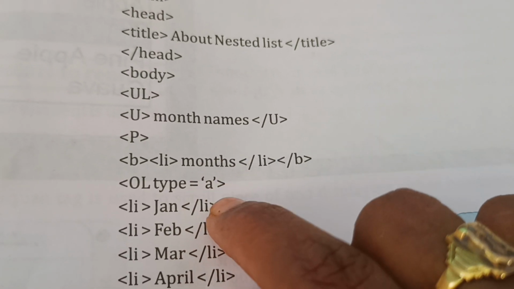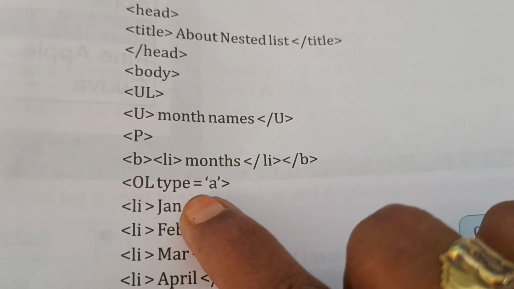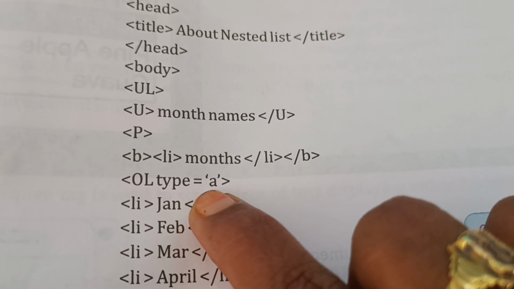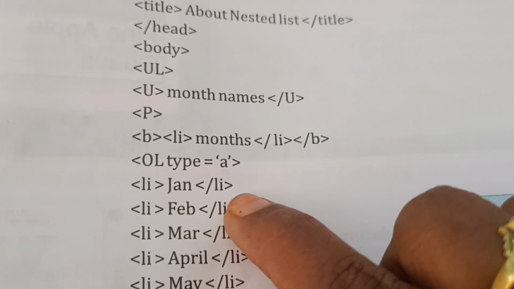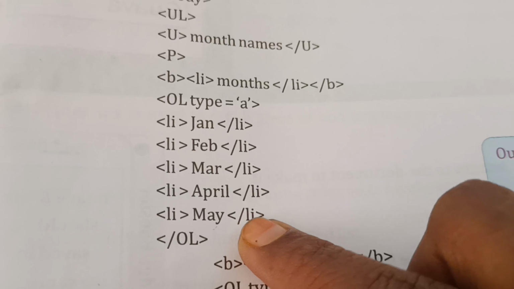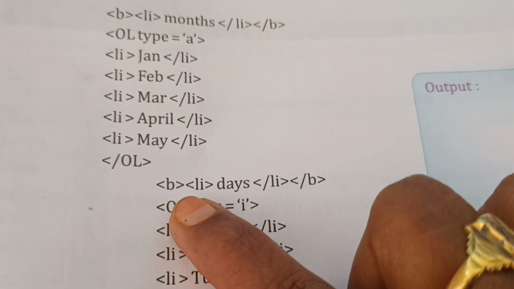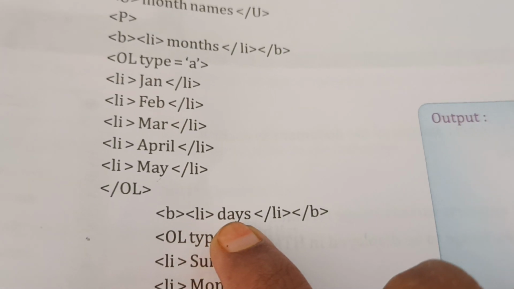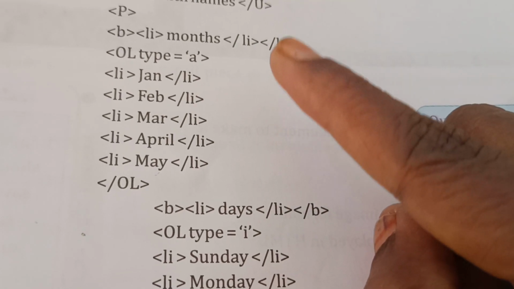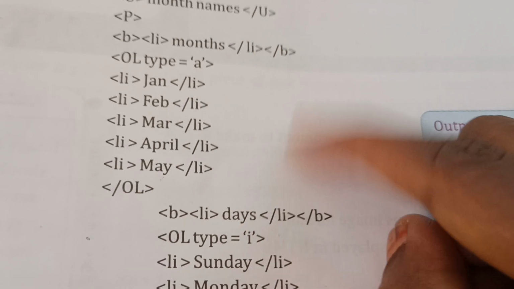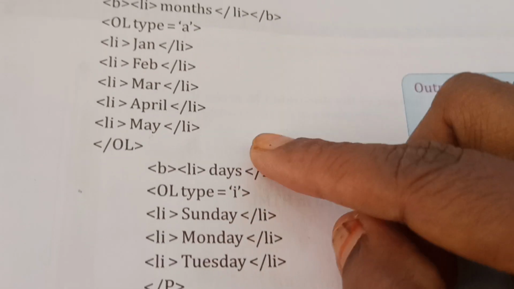Small a and big A, Roman numbers, including numbers. I have already explained these in another list video available on my channel. Once see that one. Next, list opening bracket, list closing bracket, up to May. Ordered list closes here, closing bracket. Next, bold list days. This is the months and days, including one program, that completely is called a nested list. It means this is the ordered list and unordered list.